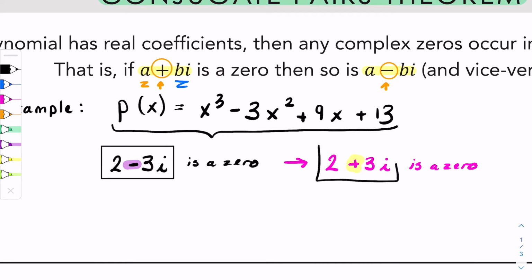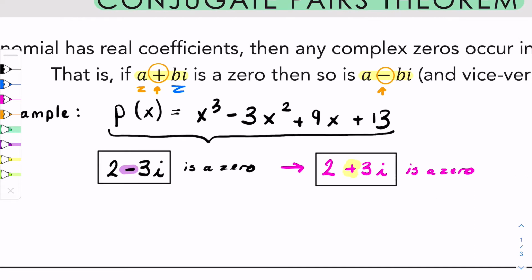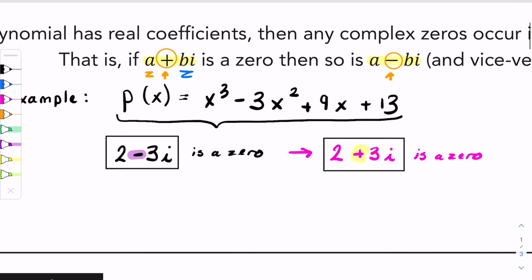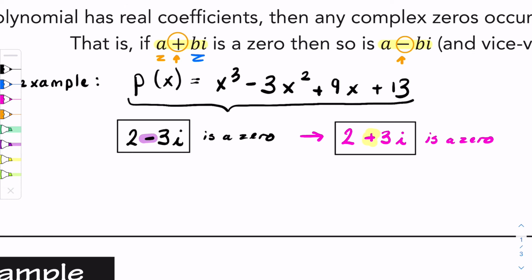And you could test these in the function, so you could substitute 2 minus 3i or 2 plus 3i back into this function, solve, and you will see that your solution comes out to be 0. If you look at my note sheet, I actually did the work out for that. I'm not going to spend the time doing it right now, but I am telling you that if you substitute in either of these answers, your solution would be 0.